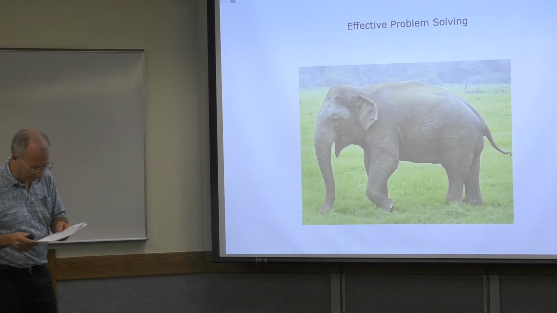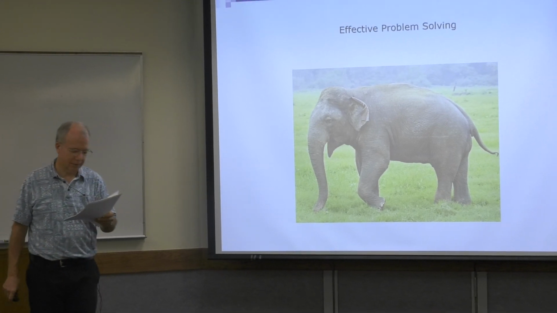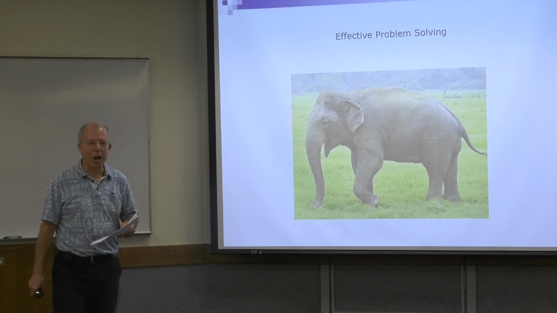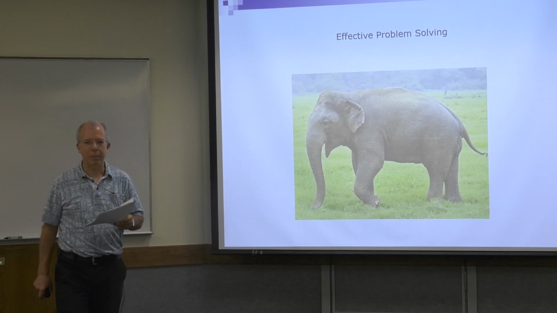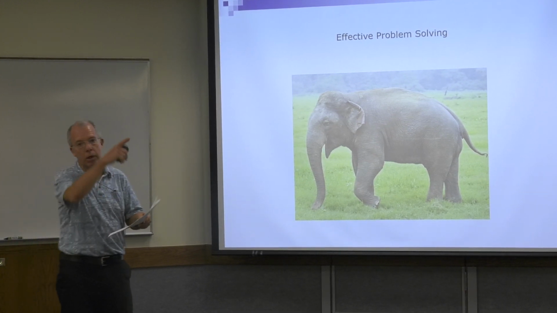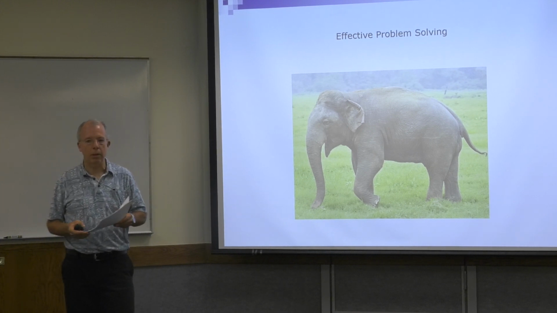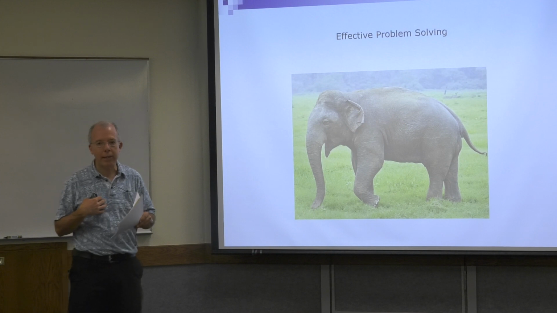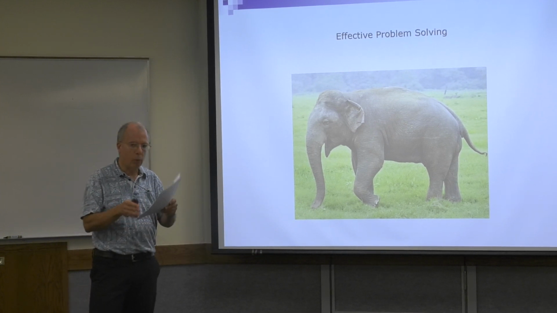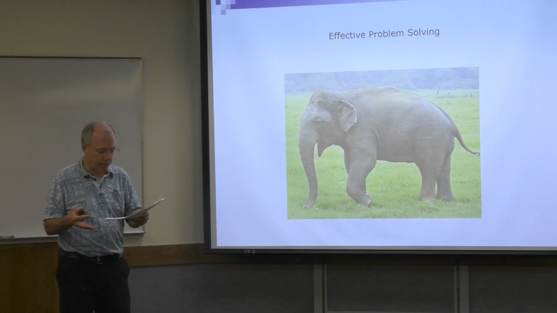Effective problem solving. Question, how do you eat an elephant? Piece by piece. How do you solve a physics problem? Piece by piece. Okay? So basically, you have a word problem, right? It's written in English, let's say. And so what you have to do, I call it translating. You have to translate the English into math, or words into symbols. And then you just solve the math problem.